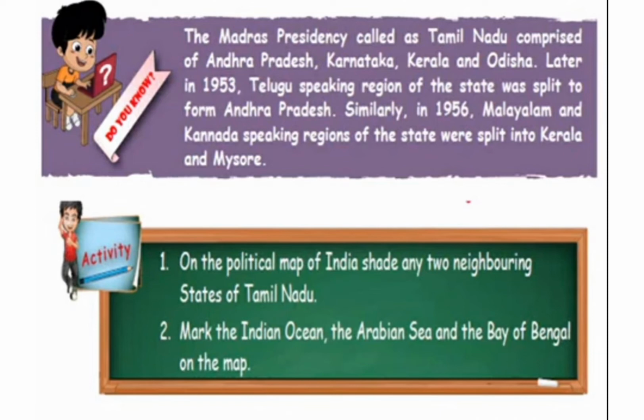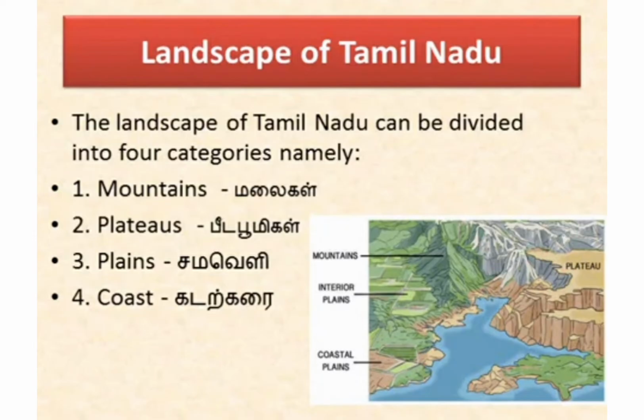Let us learn the next topic, landscape of Tamil Nadu. What are the different landscapes of Tamil Nadu, children? The different types of landscape of Tamil Nadu can be divided into 4 categories, namely mountains, plateaus, plains and coasts.